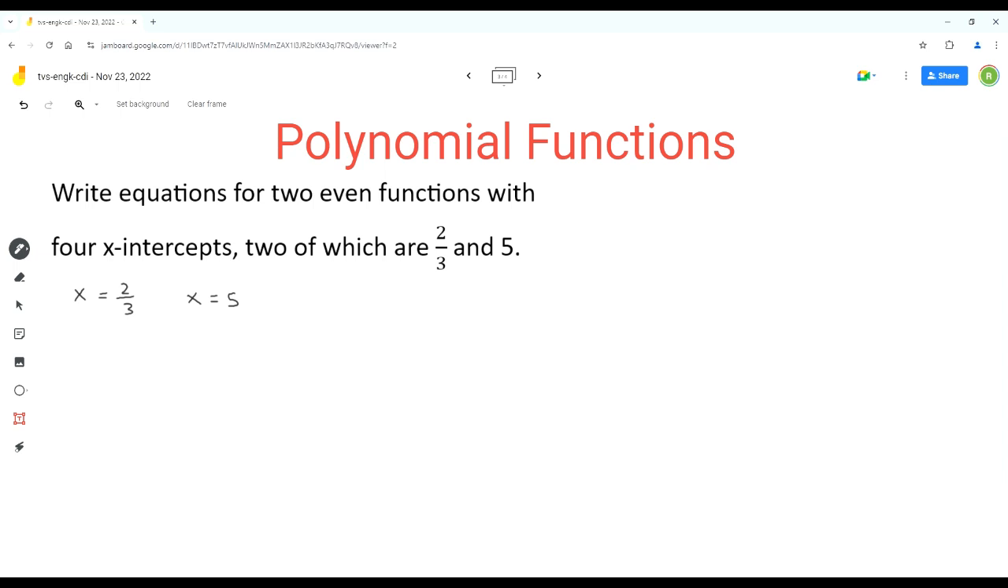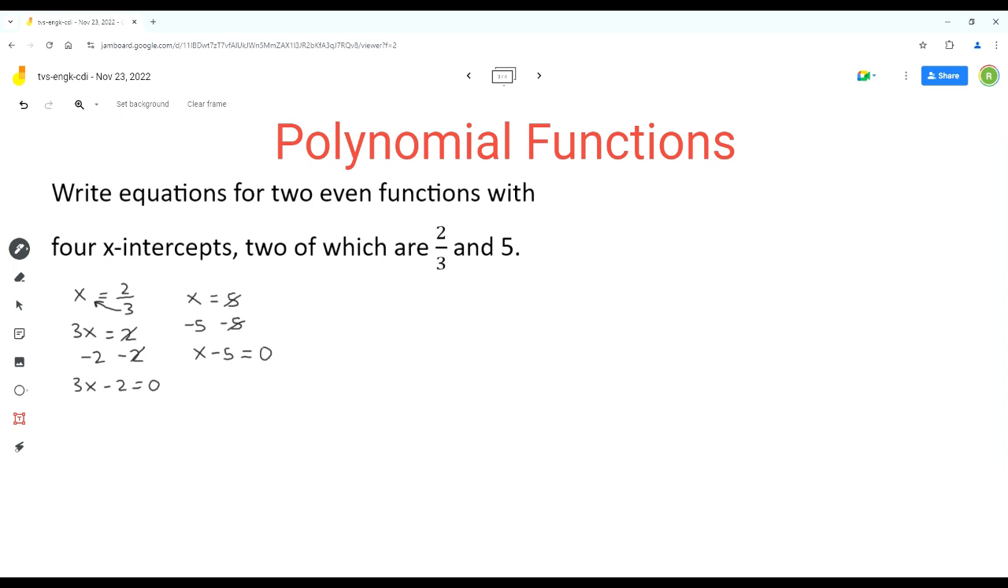The first step is to cross multiply the 3. Next, we should subtract 2 from both sides. So one factor of the function is 3x minus 2. Now we can work on the second equation. We should subtract 5 from both sides. This is another factor for the function.